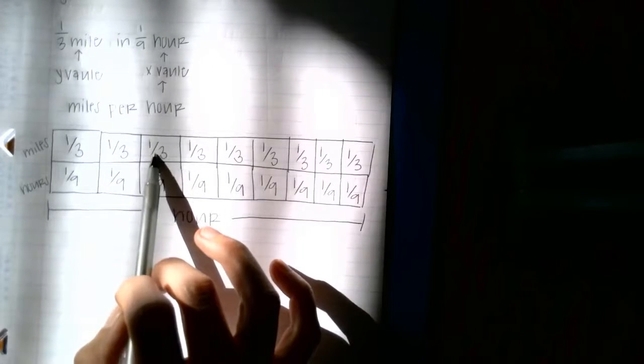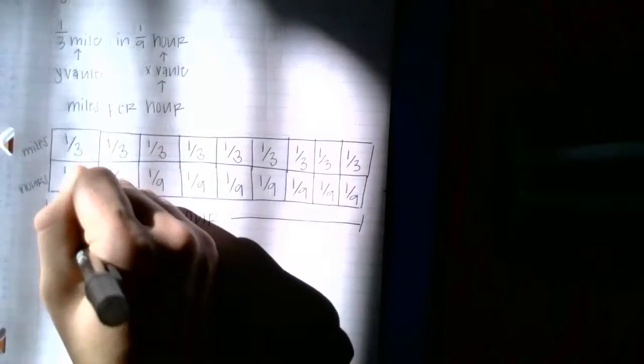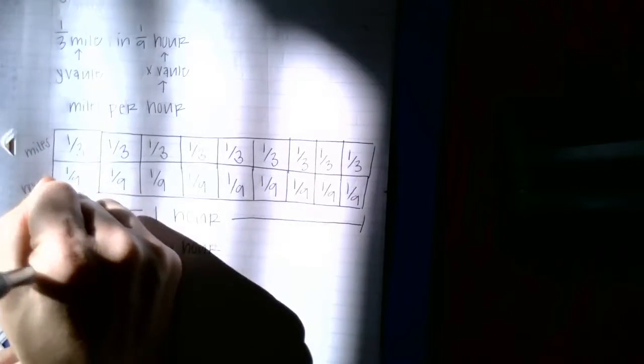So 1/3, 2/3, 3/3, 4/3, 5/3, 6/3, aka 2, 7/3, 8/3, 9/3. So he can go 9/3 miles in 1 hour, which is the same thing if I were to take this and simplify it. 9/3, or 9 divided by 3, is 3. So he can go 3 miles per hour.